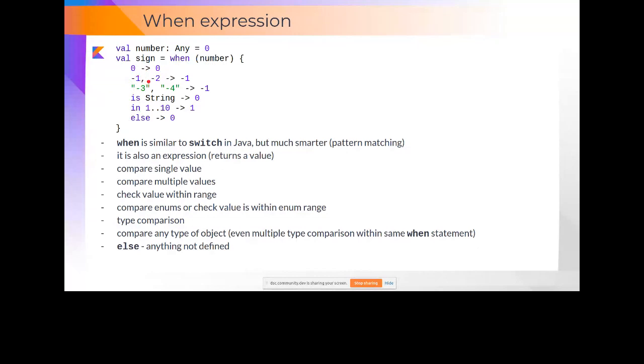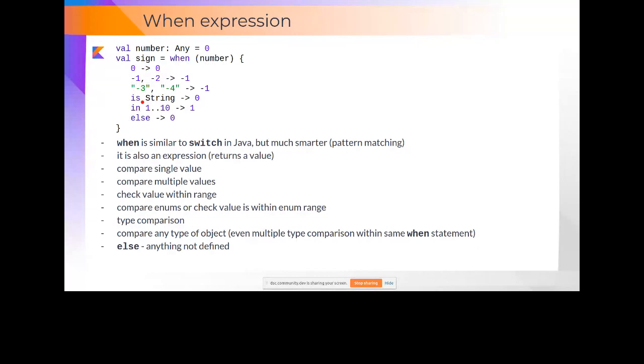But in Kotlin, you can use custom objects, and you have more freedom here. You can see that we can use in the condition a single value, multiple values. We can use different types. We can check if the variable is a given type, or if a value is within a range, and we will talk a little bit later about the ranges.